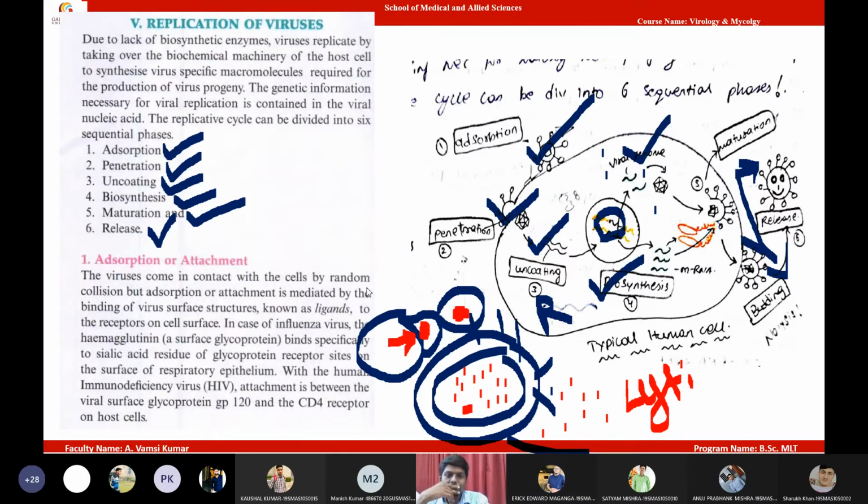Sir, do we have vaccines for DNA viruses? Yes, we do. We have very efficient vaccines for both DNA and RNA viruses. The best vaccine is the hepatitis B vaccine. Okay, how will the DNA vaccine work on the cell?